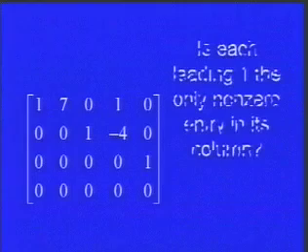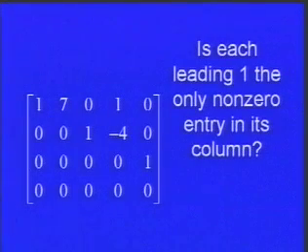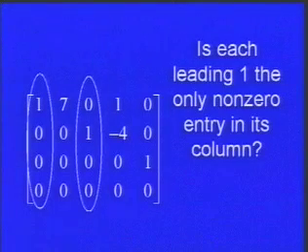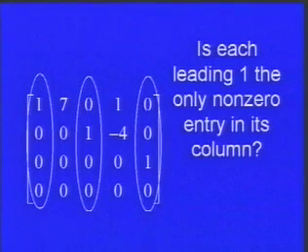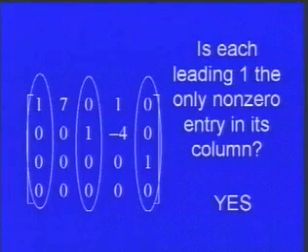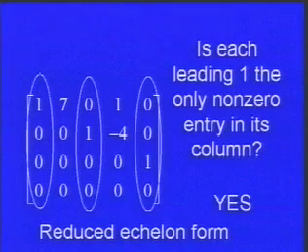Last condition. Is the leading one the only non-zero entry in its column? Well, let's look at that first leading one. Is it the only non-zero in the first column? Yes. What about the second leading one? Yes, it's the only non-zero in its column. The third leading one? Yes. So I really only had to check columns 1, 3, and 5. Those were the only ones with leading ones. Okay, so did it meet all 4 conditions? Yes, and so it's reduced echelon form.